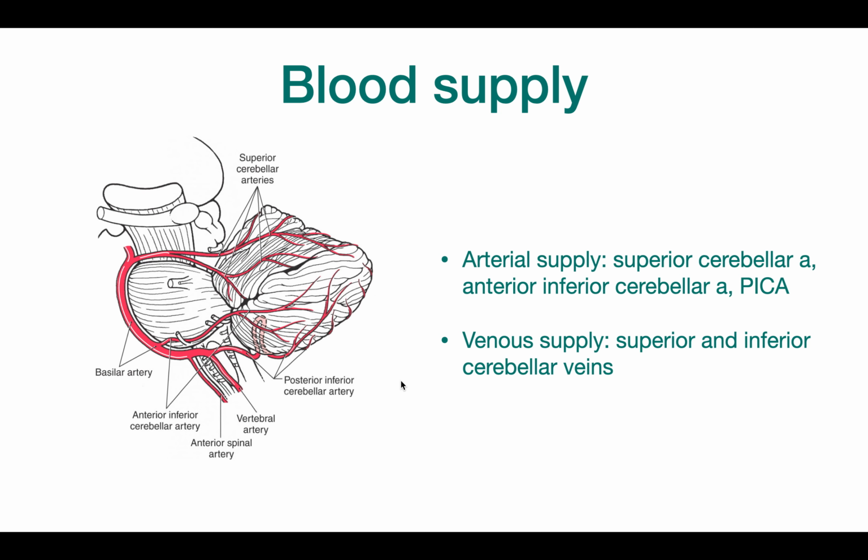The blood supply of the pons, medulla, and midbrain really comes from the basilar artery and all of their lovely projections. So it's going to be the superior cerebellar arteries, the anterior inferior cerebellar artery, and the posterior inferior cerebellar artery. And all of that leads back from the basilar artery.